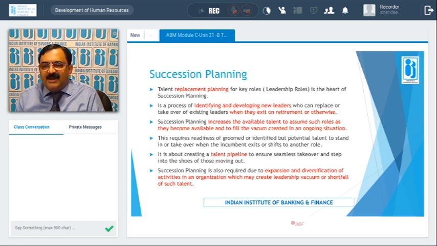So expansion and diversification of activities in an organization is an ongoing activity. Now, which can create a leadership vacuum or vacuum in the talent, or it can be a shortfall of such talent. And for this also, we need to be ready with the succession planning. So as we have discussed, succession planning is a continuation of the talent management, and it is looking at it more proactively so that we are ready to meet the situation as it emerges.